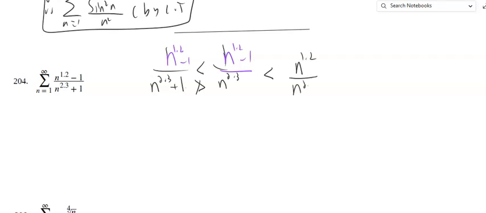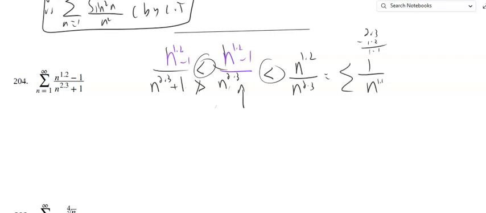Make sure if you're playing this game, the inequalities line up. If not, you've got to figure out from here. You could split this up, separate it, but this is easier. And this is 1 over n. 2.3 minus 1 is 1.1, right? 2.3 minus 1.2, 1.1, good. Series p equal 1.1 bigger than 1, therefore this converges.